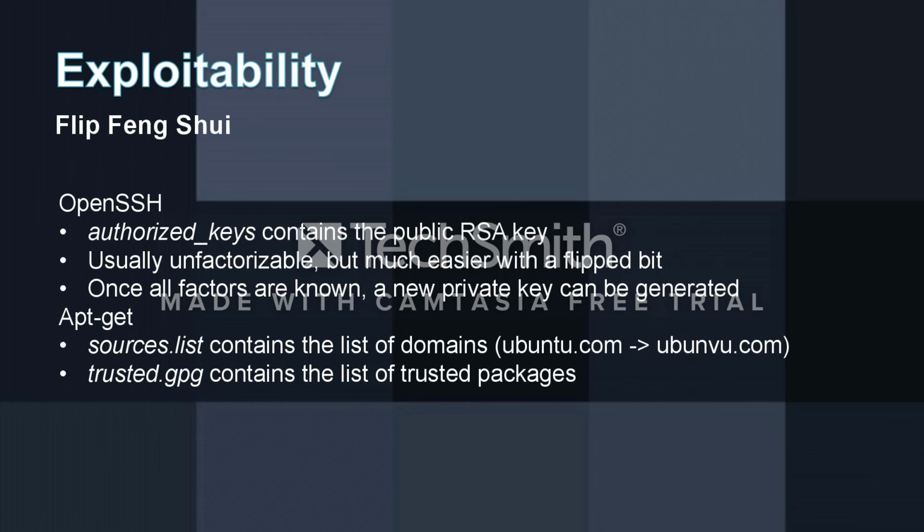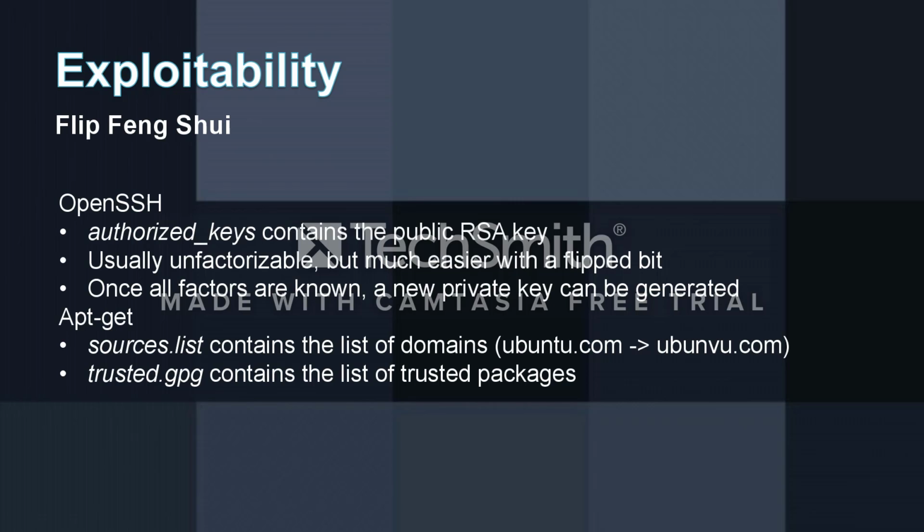The other weakness we can use is apt-get, which is used as the package manager for Ubuntu. Two files are especially important to apt-get. The first contains a list of domains where apt-get will try to fetch its packages from. So if we were able to flip a bit in this file, for example changing ubuntu.com to ubuntu.com, we can then force apt-get to download the package from ubuntu.com, which I assure you is not malicious at all.